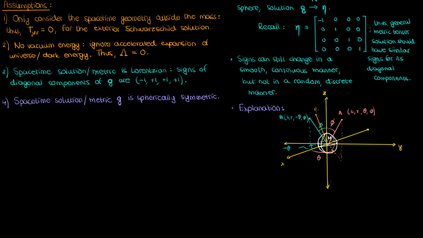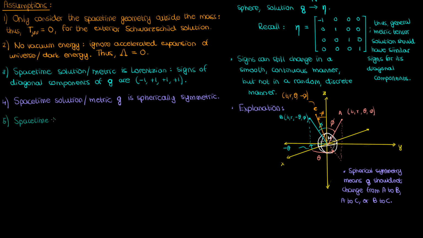I'll draw a third point C as well with the same coordinates as A, but now the polar angle phi is flipped. What spherical symmetry means is that the value of the metric tensor should not change as we go from A to B and as we go from A to C, or even B to C for that matter.